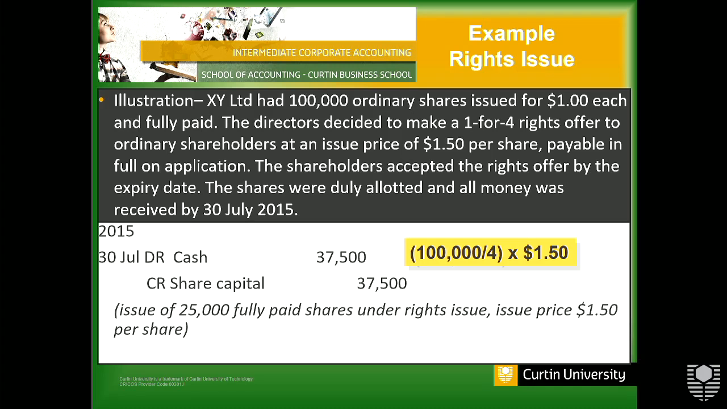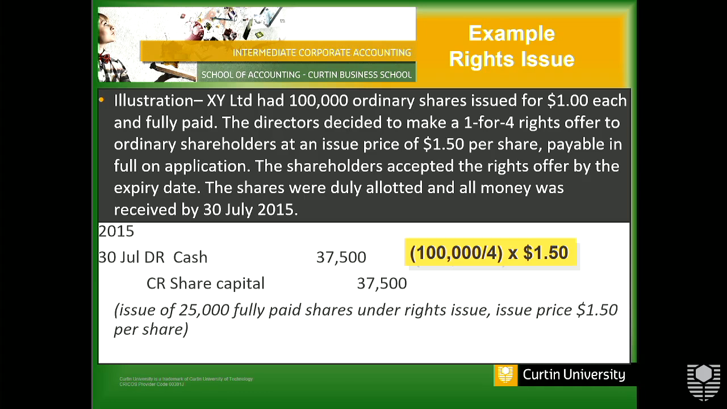So with the rights issue, they still have to pay. They're not getting them for nothing. But remember, if it's issued at a discount, it can dilute the value of the share. So we're going to issue them at $1.50, payable in full on application. The shareholders accepted the rights offer by the expiry date and they were allotted.